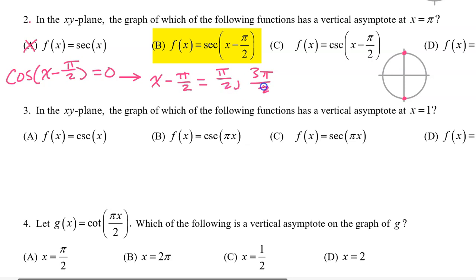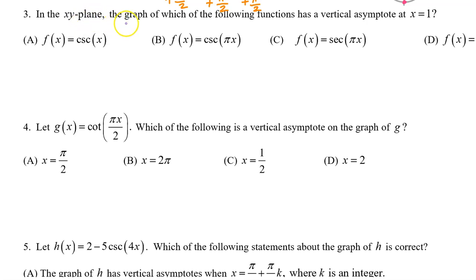These are the first two solutions. We can solve for x by adding pi over 2 to both sides. 1 pi over 2 plus 1 pi over 2 is 2 pi over 2, which is pi. 3 pi over 2 plus 1 pi over 2 is 4 pi over 2, or 2 pi. We were looking for x equals pi, and we found it. So the answer is B.